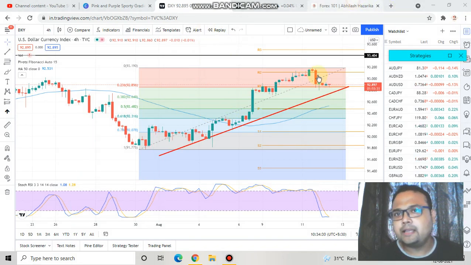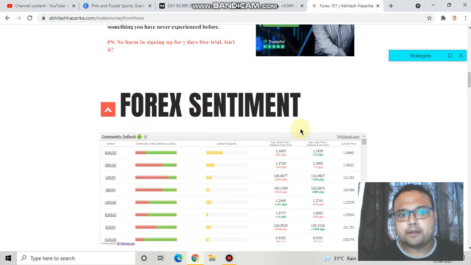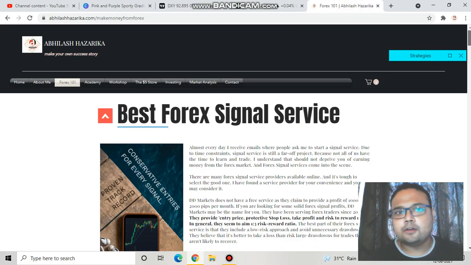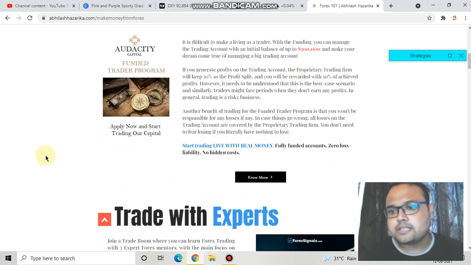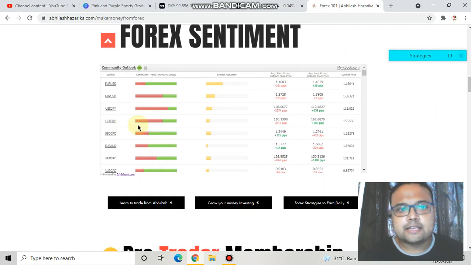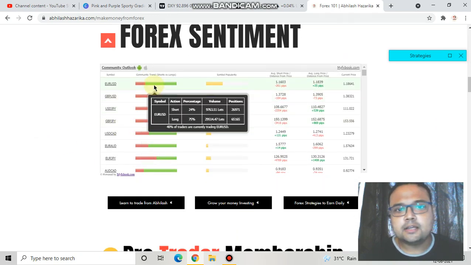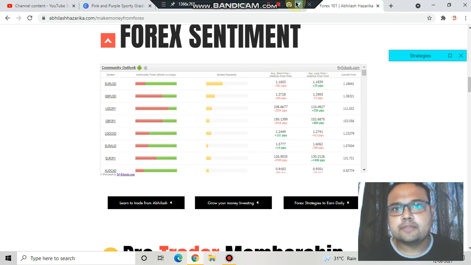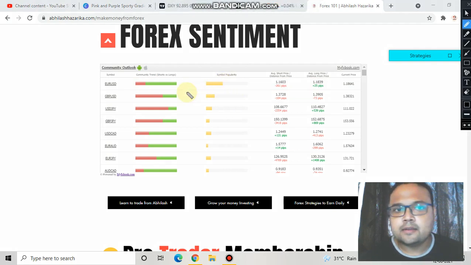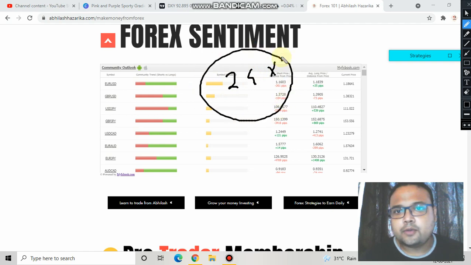Okay, and if we go to the Forex sentiment meter here, you will find the Forex sentiment meter on my website avilashhazarika.com under the Forex 101 section. If you go to the Forex sentiment meter here, you can see that 24% of retail traders have taken a short position and 75% of retail traders have taken a long position, which means that 24% are thinking that the market will be going down.